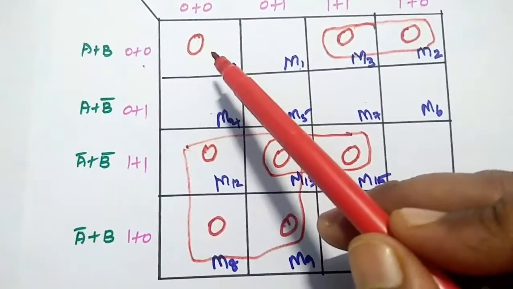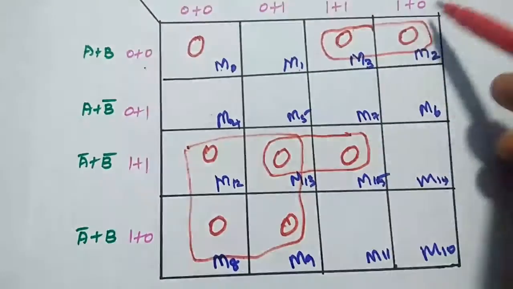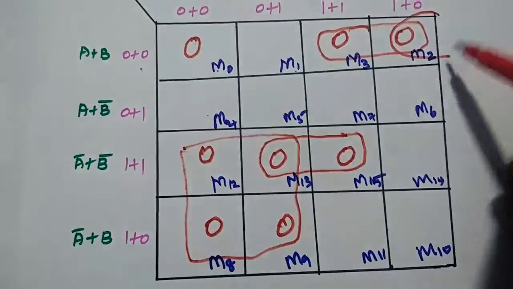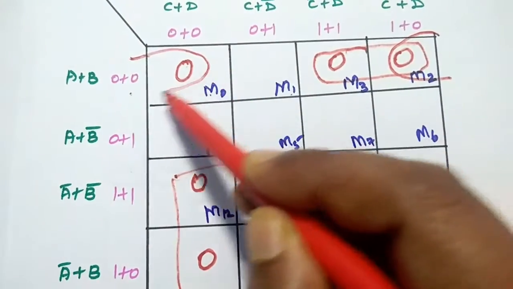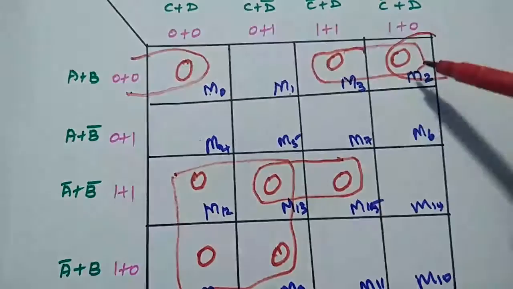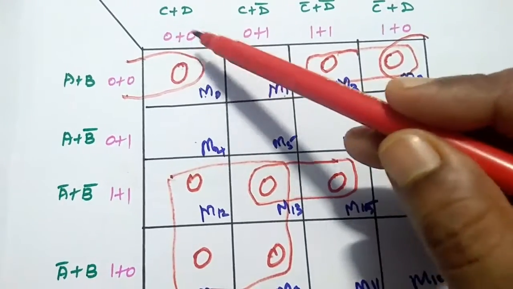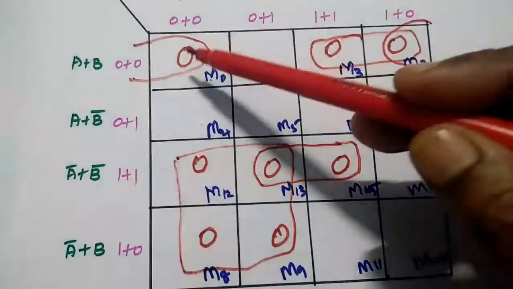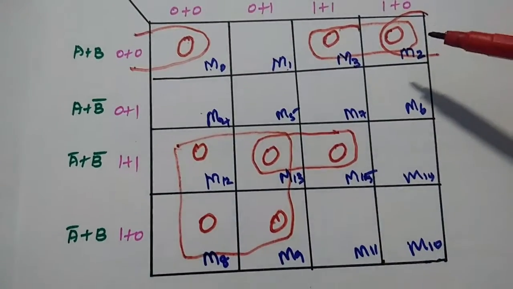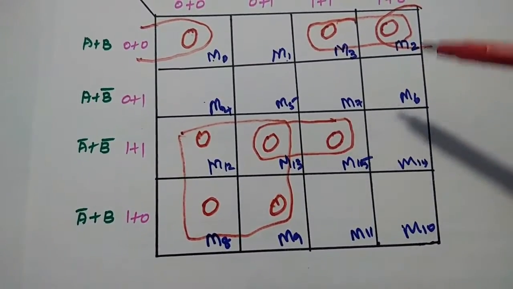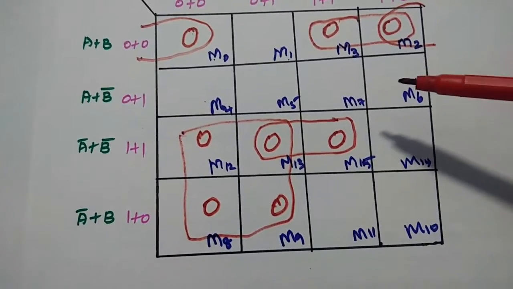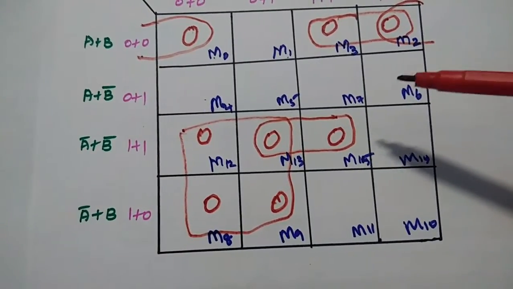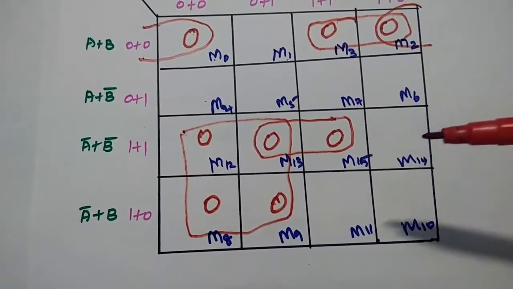So what about this 0? For this 0 we have to group this one along with this, because these two columns are adjacent to each other. Here it is 0, 0. Here it is 1, 0. Both are adjacent, so we can group these two zeros as a pair. So the next step is to form the groups. After that, we have to simplify the expression for each group.